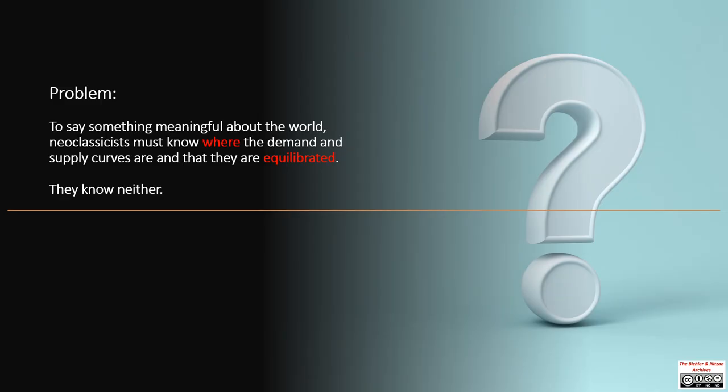To say something meaningful about the world, neoclassicists must know where the demand and supply curves are exactly, and that they are indeed equilibrated. Unfortunately, they know neither. To reiterate, demand and supply reflect utility and desires, which neoclassicists admit cannot be conceived, let alone measured. So that's a bad start already. But even if economists knew supply and demand, there is nothing in their theory to ascertain that the two are indeed equilibrated. So as it stands, neoclassical theory is entirely non-operational.